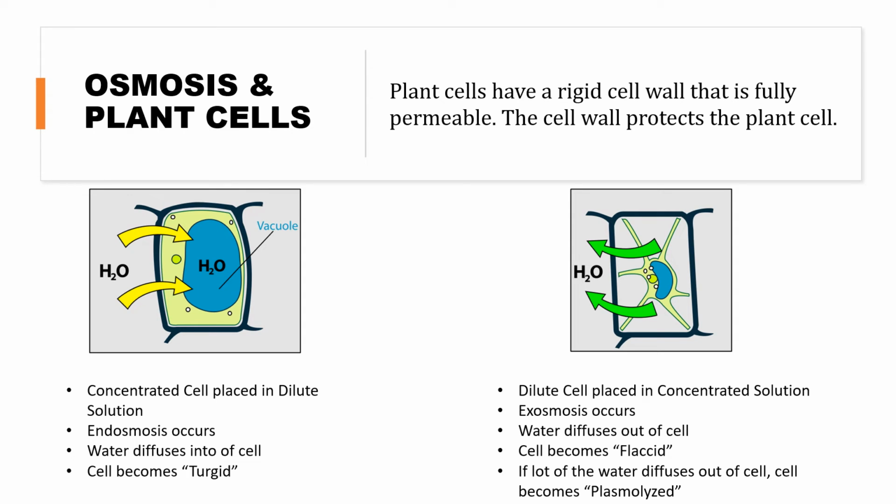During exosmosis, water diffuses out of the cell. The plant cell loses its water the same way as animal cells do. The cell membrane and cytoplasm shrink, but the cell wall stays in its place. This kind of cell is said to be flaccid or floppy. The plant cell loses its firmness and wilts. When a lot of water diffuses out, the cell becomes plasmolysed. Plasmolysis kills a cell.